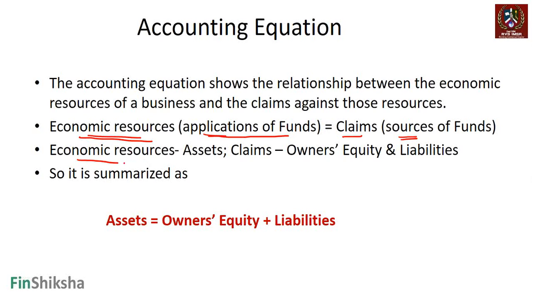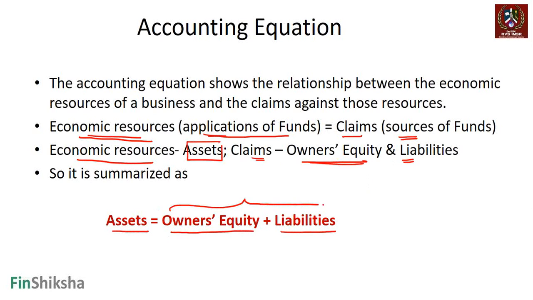So obviously, economic resources will be your assets. The claims would be either owner's equity, which is in a sense a liability, and all external liabilities. So I say owner's equity and external liabilities, which basically means that the assets that a business has should be equal to owner's equity plus external liabilities. Together, most balance sheets combine the two and talk about them as total liabilities that a firm has, because the owner is a separate entity. You are still liable to repay the money to the owner, correct?